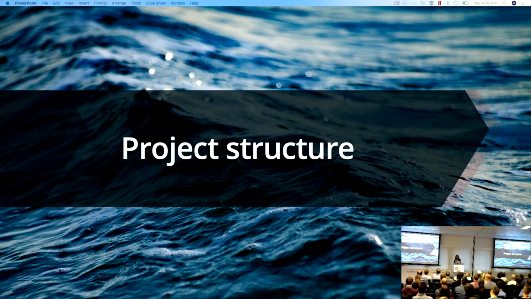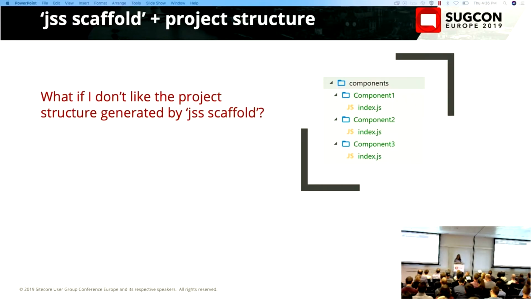Since jss scaffold creates new files on the file system, it thereby makes some choices about your component structure. So what if you don't like the default structure? Whatever you pass in as the name of your component is used as the folder name, and then it has index.js. This structure is important because it's used to generate the component factory. The component factory is a mapping from your React components to your renderings in Sitecore. That's how the magic happens of bridging the two systems together.